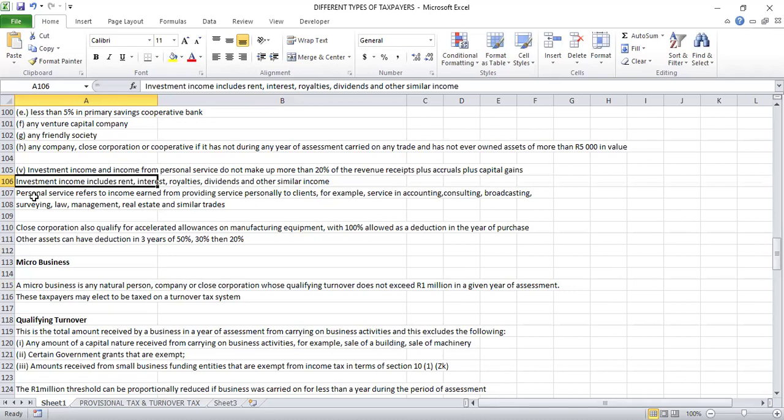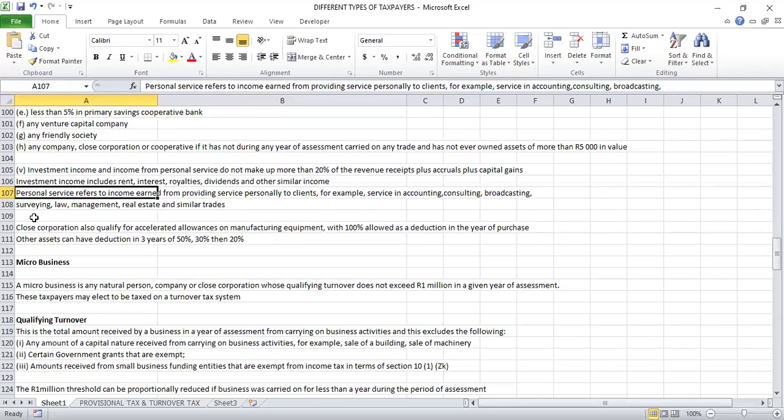Right. Personal service, that's service that is provided on a personal level. So if personal service, like accounting services and consultants, is more than 20%, then you cannot qualify.